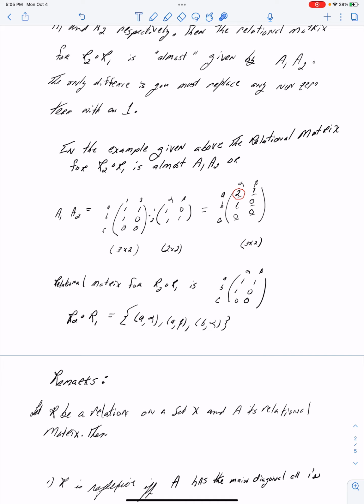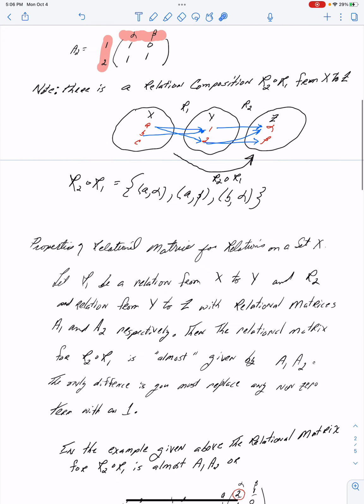Okay, so if I read off this relational matrix, what do I get? The ordered pairs are what? A alpha, A beta, and B alpha. And I claim that that is the composition R2 composed with R1.